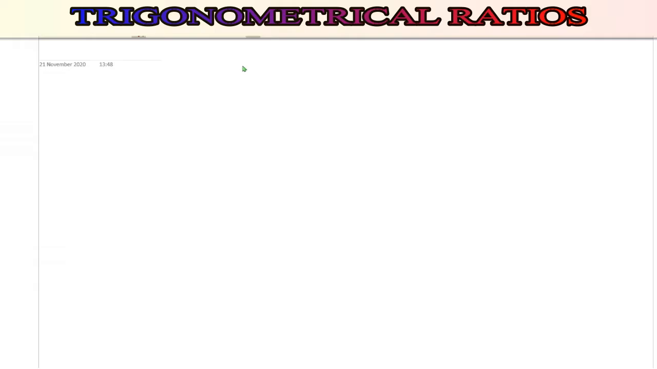Today's session we are going to discuss trigonometrical ratios. I am going to continue solving exercise problems. Exercise 22b, question number 4.